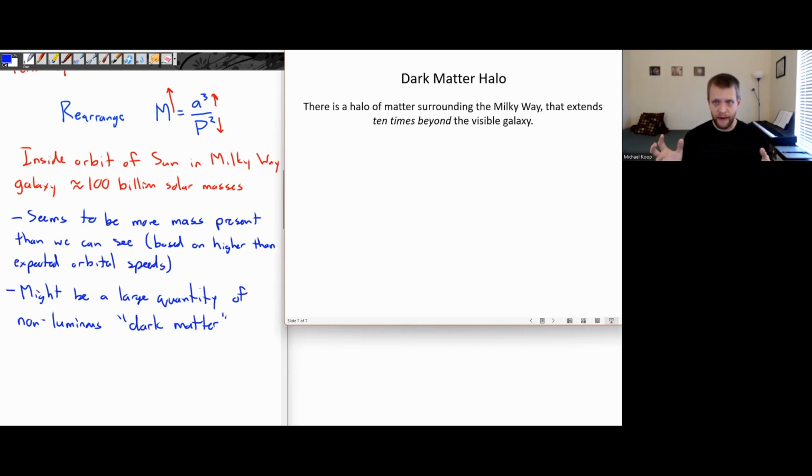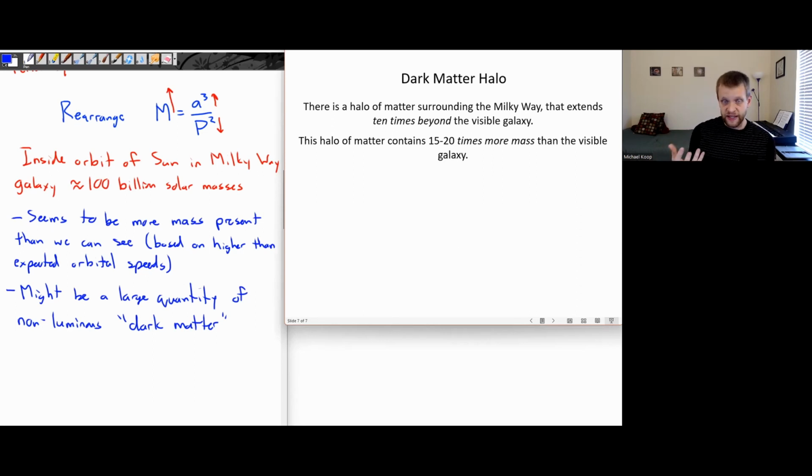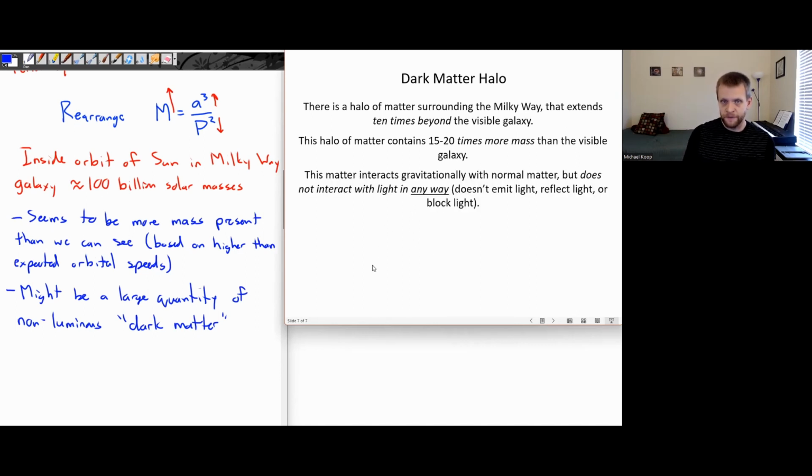This halo of dark matter surrounding the Milky Way Galaxy probably extends somewhere around 10 times beyond the visible galaxy itself. So if this is the visible galaxy, it would be 1, 2, 3, 4, 5, 6, 7, 8, 9, 10, about this much further away, a giant halo around that. It could contain between 15 to 20 times more mass than the entire visible galaxy. The majority of our galaxy might be this unknown dark matter.